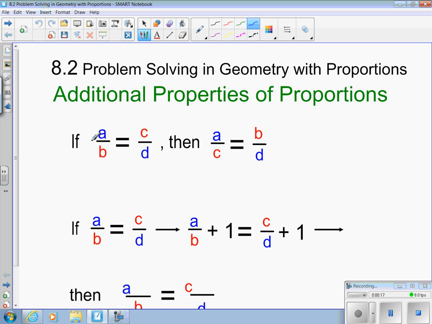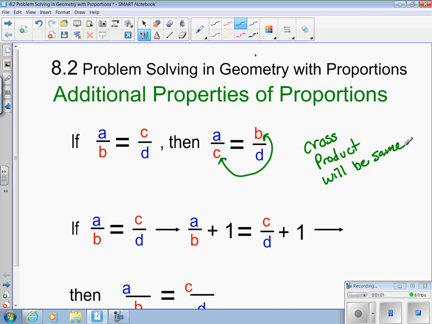Here's the first one. When we start off with a regular proportion, A over B equals C over D, then A over C equals B over D. So what we did in this property was switch these two positions. And why does that not matter? Well, if you think about your cross products, you're still taking B times C, just like over here, B times C, A times D. Your cross products for all these properties will be the same.